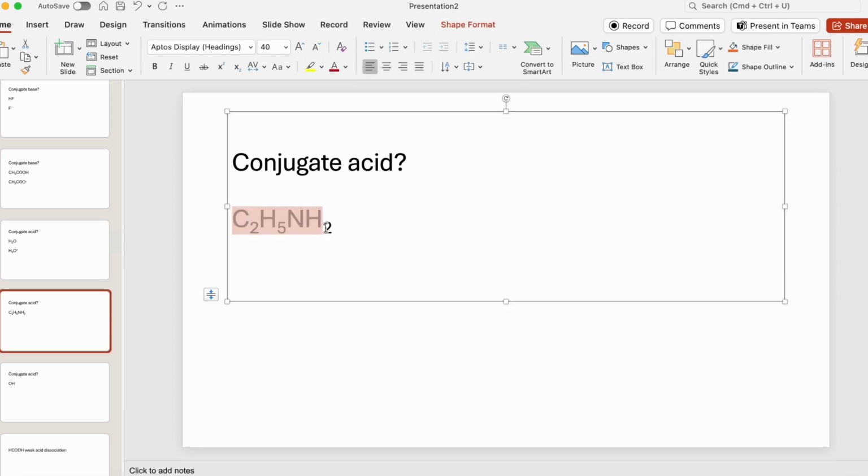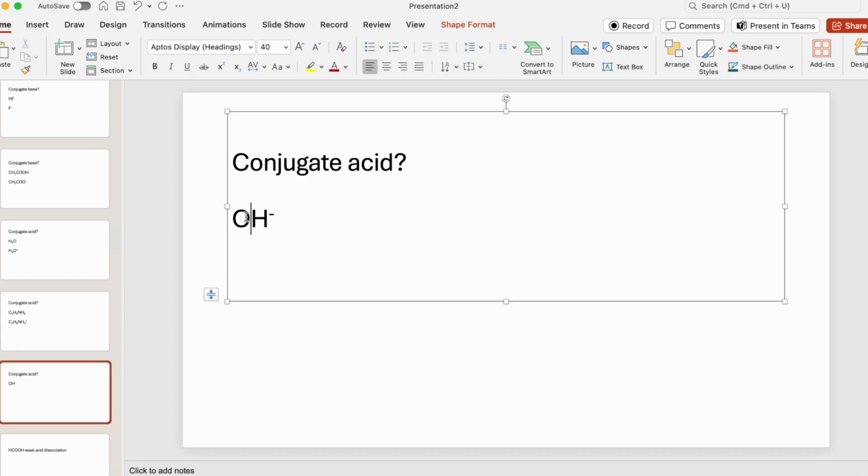Okay, let's look at this ugly thing. Most bases you're going to see that are weak are going to be some kind of organic base. Well, how do you make an acid? You add an H. So we're going to take this, but instead of H2, I'm going to make this H3. And of course, if I add H plus, I become positively charged.